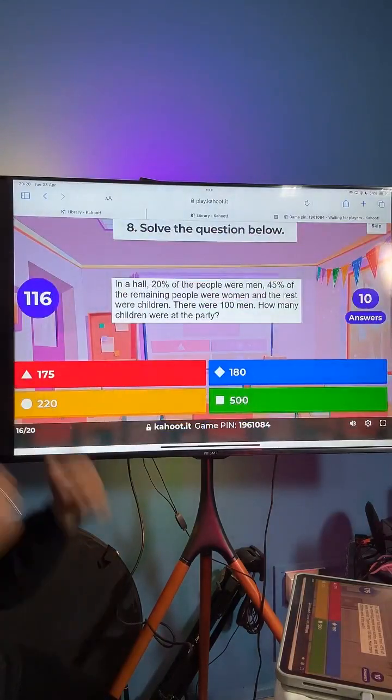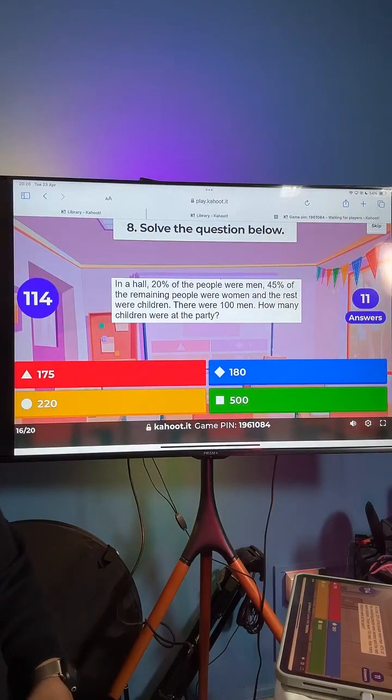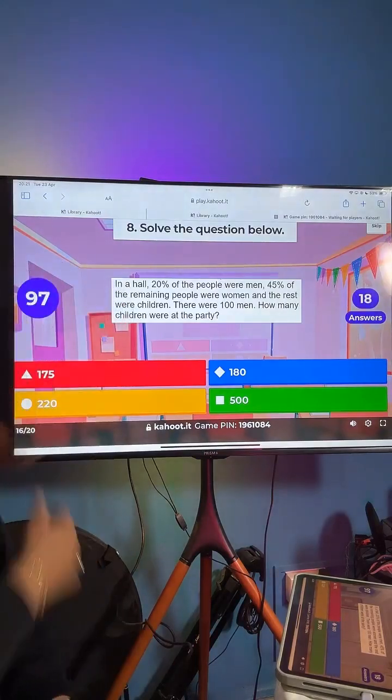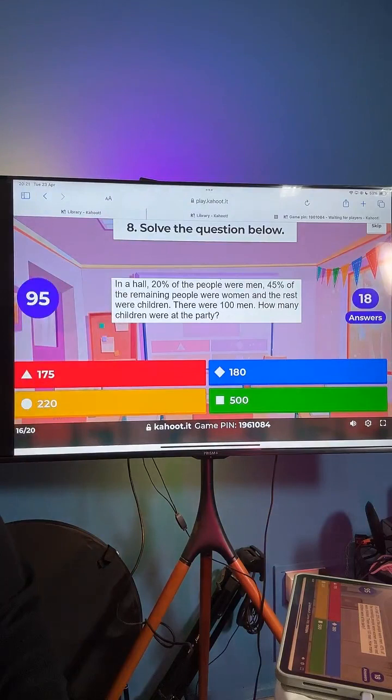Solve the question. In a hall, 20% of the people were men, 45% of the remaining were women, the rest were children. There were 100 men. How many children were there? Key phrase, of the remaining. Try that, okay? Of the remaining. This is on remainder concept.